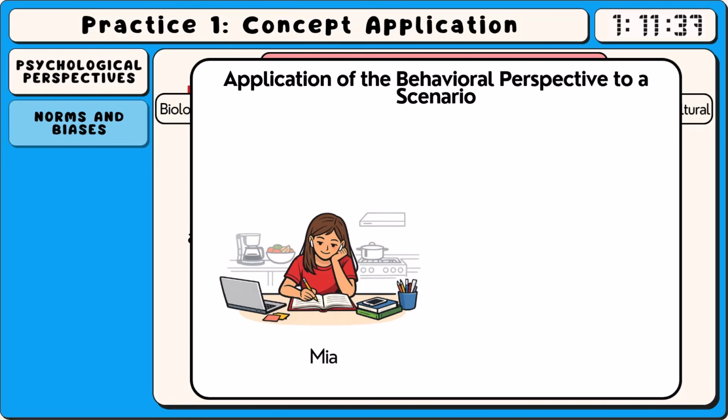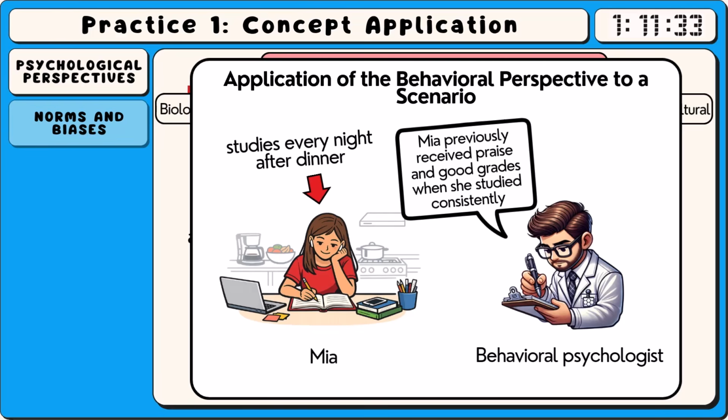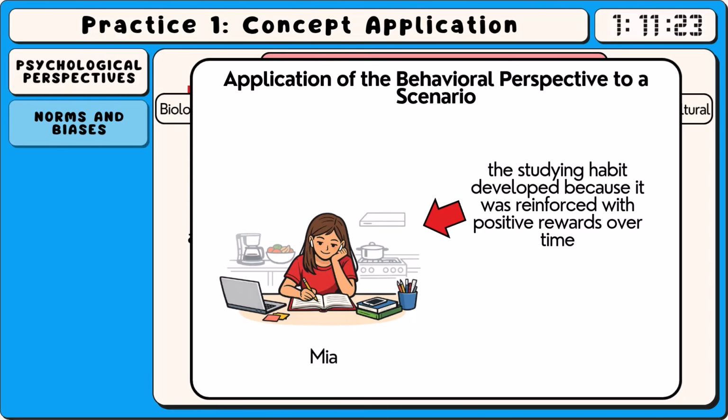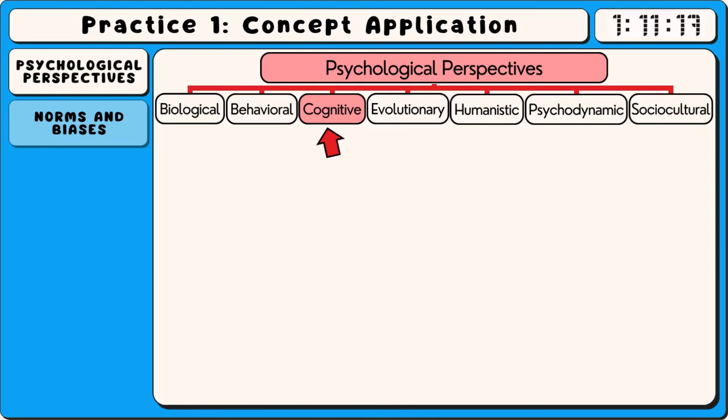Imagine a student named Mia who studies every night after dinner. A behavioral psychologist would look at this scenario and note that Mia previously received praise and good grades when she studied consistently, and that's why she studies nightly. From this view, the studying habit developed because it was reinforced with positive rewards over time. Okay, next up is the cognitive perspective.